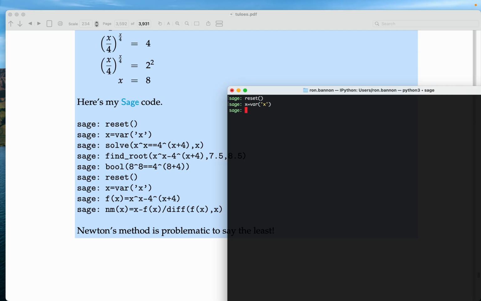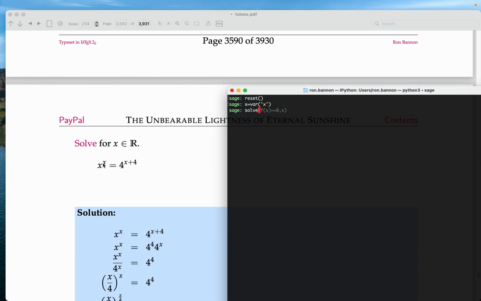Define a variable x, and then I'm going to solve an equation. All right, now someone says, what equation are you going to solve? Let's go back over here. I'm trying to solve this equation over here. So I'm going to ask Sage to see if it can do it. So x to the what? x to the x, that's not so bad, equals.